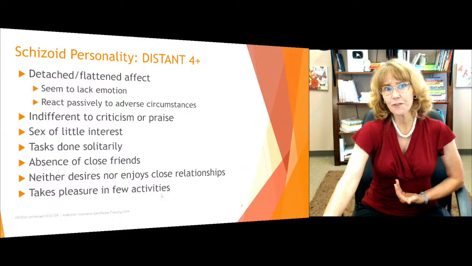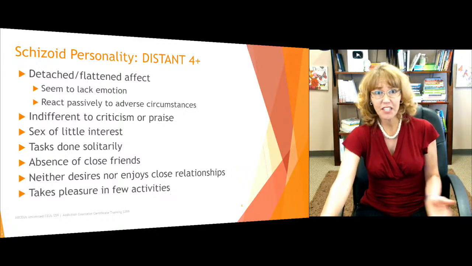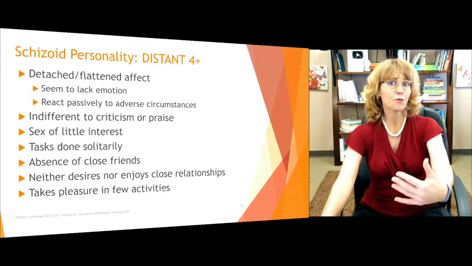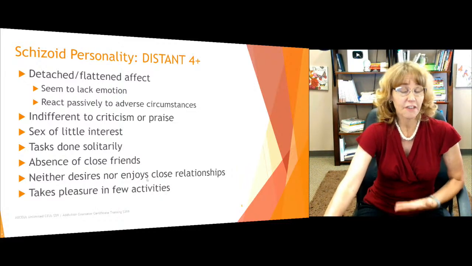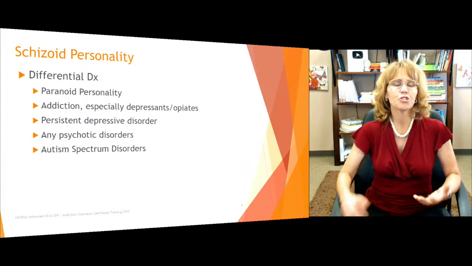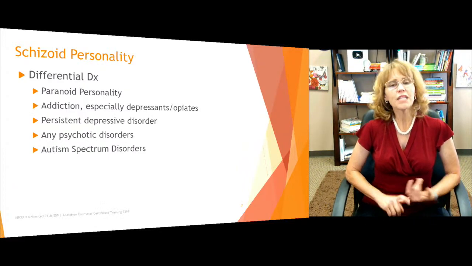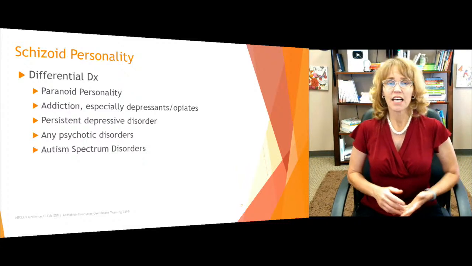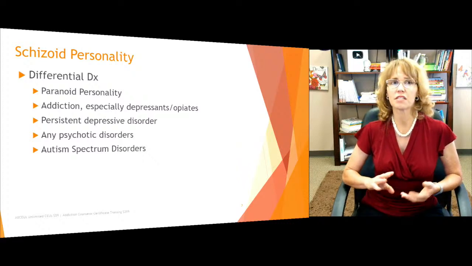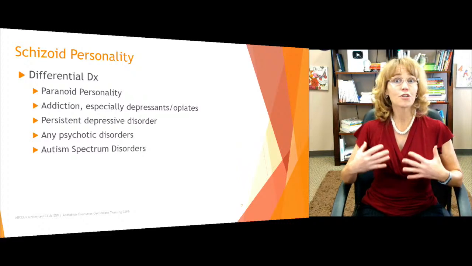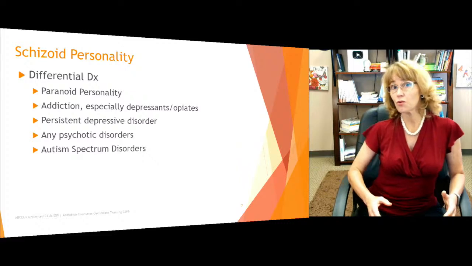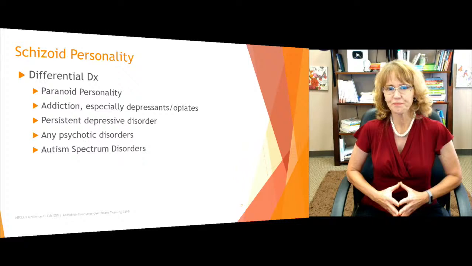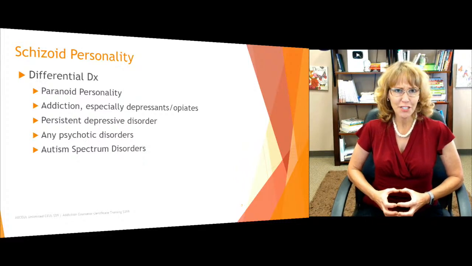And takes pleasure in few activities. One of the key features of depression is anhedonia, inability to feel pleasure in things that used to give people pleasure. So we do want to rule that out. Rule out any psychotic disorders. If there are concurrent hallucinations, delusions, it's important to examine whether it's schizoid personality or whether we're talking about a schizophrenia spectrum disorder. And autism spectrum disorders.